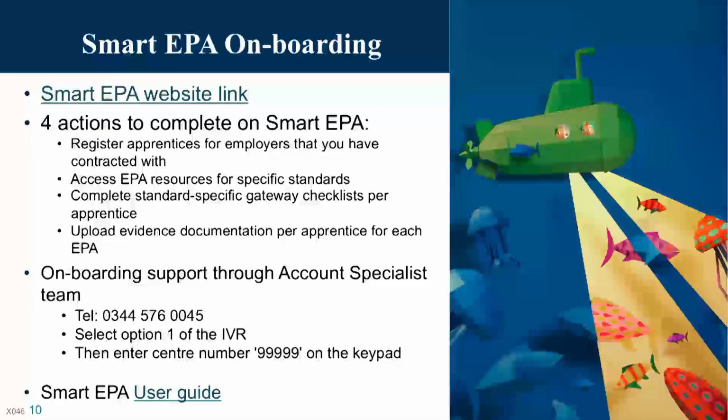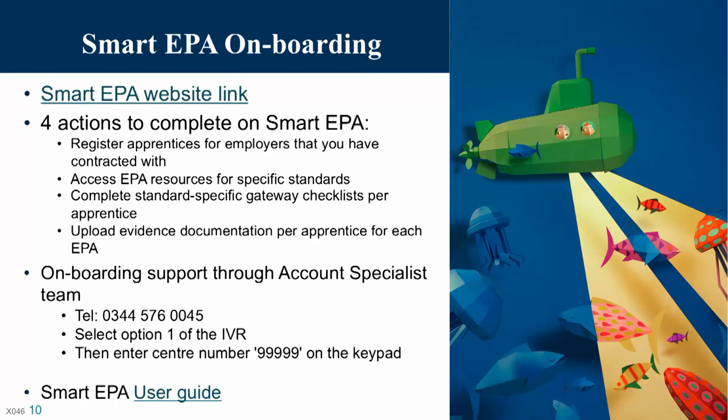In terms of onboarding, we do have a link on our website. I'll just go to that a little bit later. So Smart EPA, and what we mean by Smart EPA, we've explained that on our website. In terms of what you need to do on Smart EPA, there are just 4 actions that we are asking you to do at the moment. So you need to register your apprentices for the employers that you have contracted with. You can access all of the EPA resources for specific standards through Smart EPA. You need to complete the standard-specific gateway checklists per apprentice on Smart EPA, and then finally upload all the evidence documentation per apprentice for each of the EPAs.